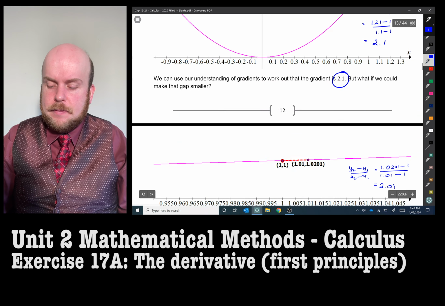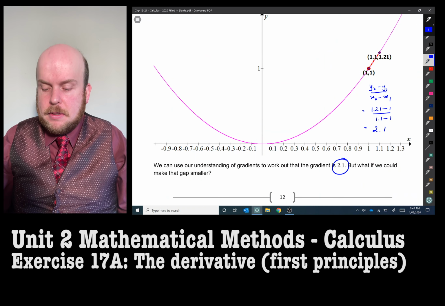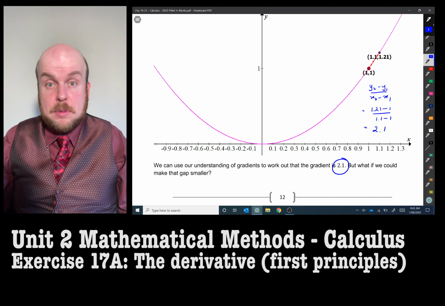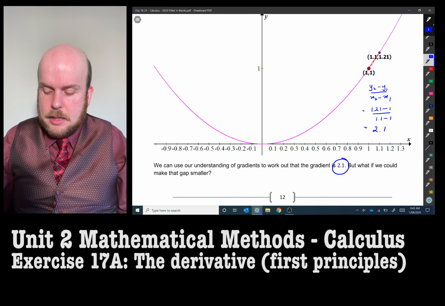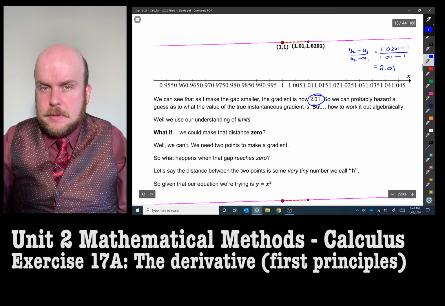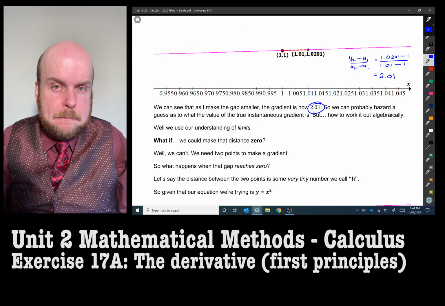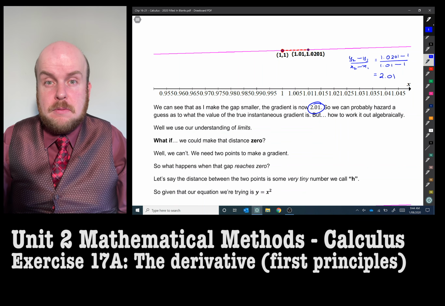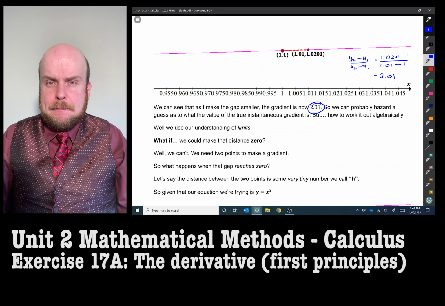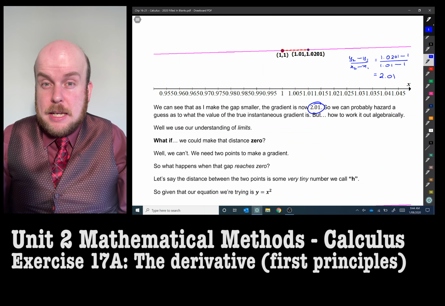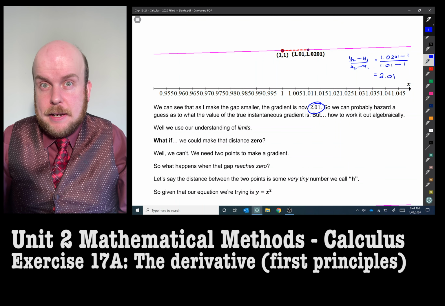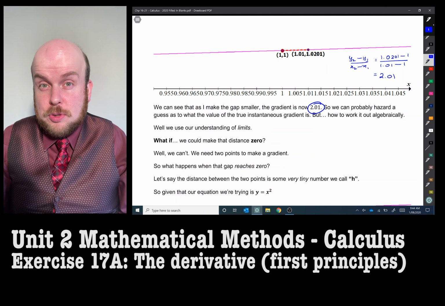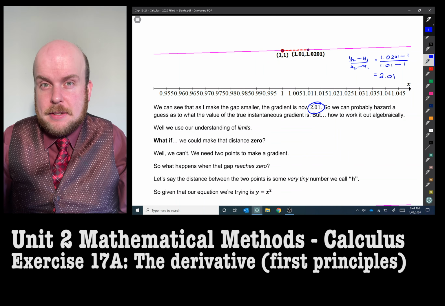So when we did this estimate, the gradient, or the instantaneous rate of change, was equal to 2.1. When we went this close, the instantaneous rate of change was 2.01. Does that mean that we could say that the derivative at x equals 1 is 2? Possibly. Very, very possibly. But in order to do that, we need a very, very tiny line. A line so small that it actually doesn't exist.